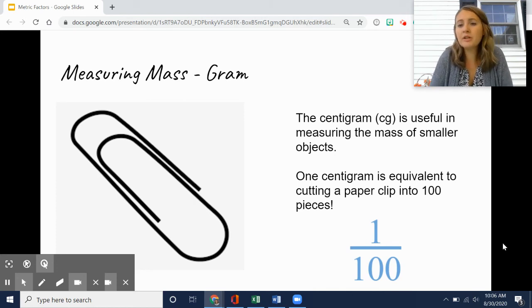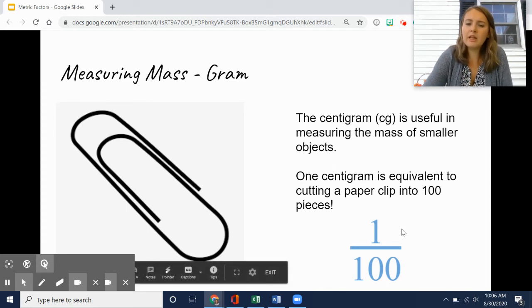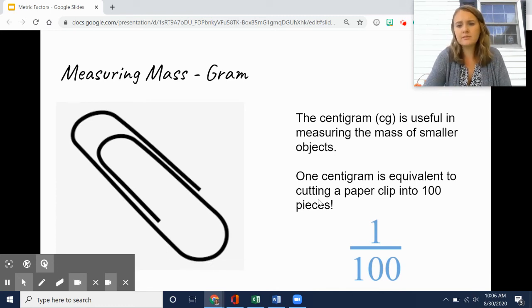So think back at how to build your factors here. Would it make sense that 1 gram or 1 paper clip can fit 1,000 centigrams? Or would we say that 100 centigrams fits into 1 gram? So think about what would make sense there and build your 2 factors.